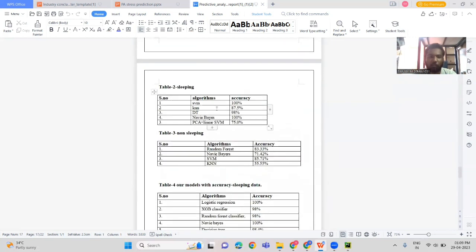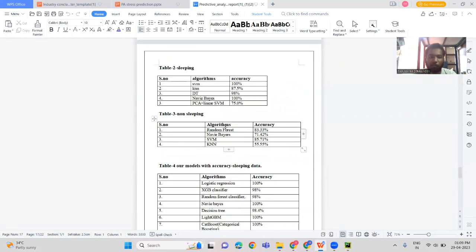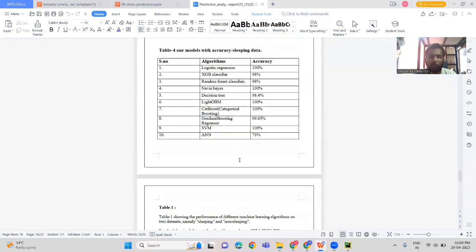In table 2, let's talk about only the sleeping data set papers. They have used SVM, KNN, decision tree, Naive Bayes, and SVM. For Naive Bayes and SVM, they got 100% accuracy. In non-sleeping data sets, random forest, Naive Bayes, SVM, and KNN were used. The highest accuracy is for SVM with 85%. These are the models we have done, and we got accuracies.